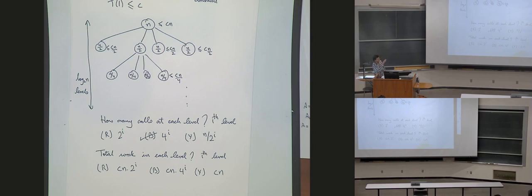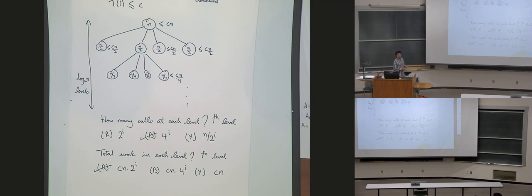Why is it? This is right. But why? So you did it out for the first few levels. So it's like 4 to the i calls at each level. Yep. And then at each level, the amount of work per call halves. So it's 2 to the i. You're dividing by 2 to the i.